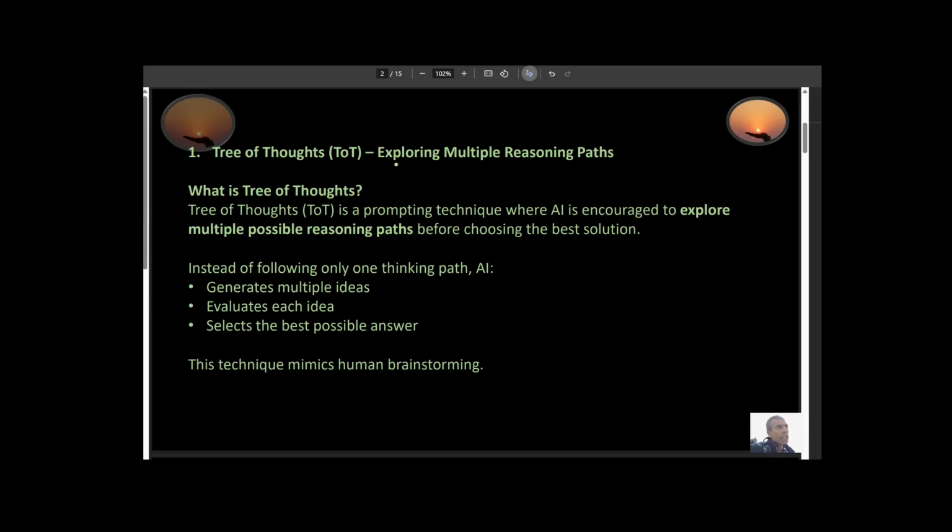It means exploring multiple reasoning paths. So what exactly is tree of thought? Well, the definition is this. It's a prompting technique where AI is encouraged to explore multiple possible reasoning paths before it chooses the best solution. So instead of following just one thinking path, your AI is going to generate multiple ideas, evaluate every single idea, and then select the best possible answer. This is what tree of thought is all about.